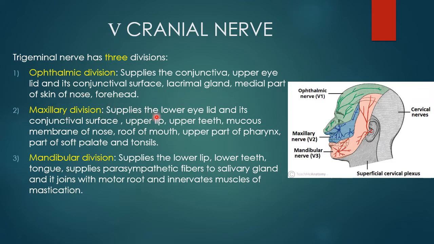Maxillary division supplies the lower eyelid and its conjunctival surface, upper lip, upper teeth, mucous membrane of nose, roof of mouth, upper part of pharynx, part of soft palate and tonsils. Mandibular division supplies the lower lip, lower teeth, tongue, supplies the parasympathetic fibers to salivary gland, and it's joined with motor root and innervates the muscles of mastication.